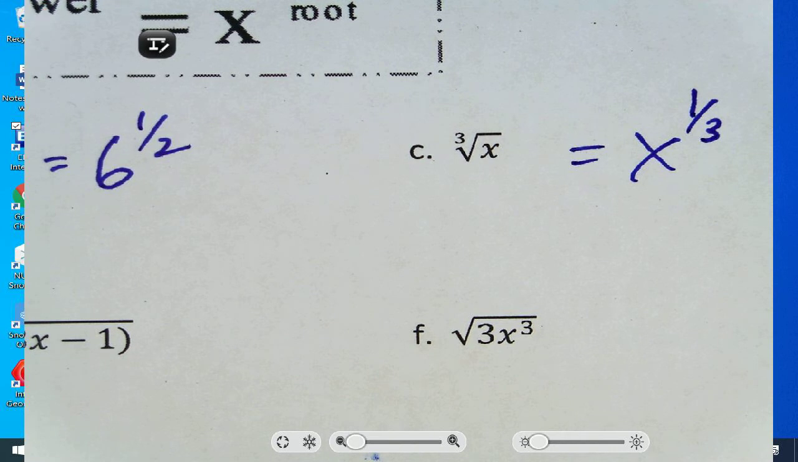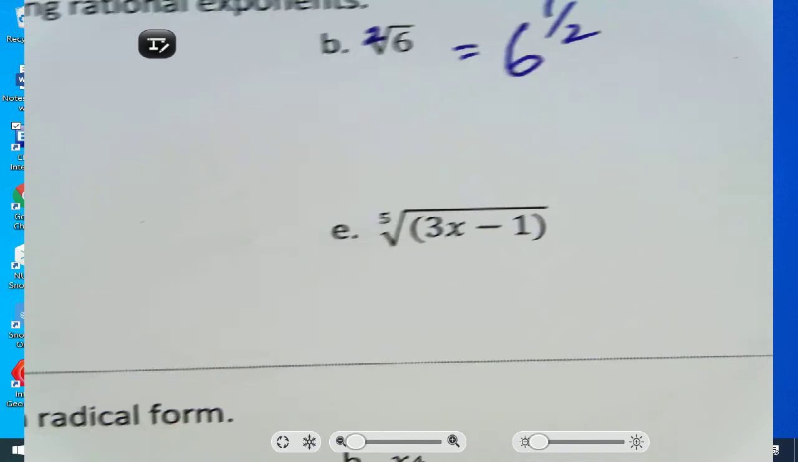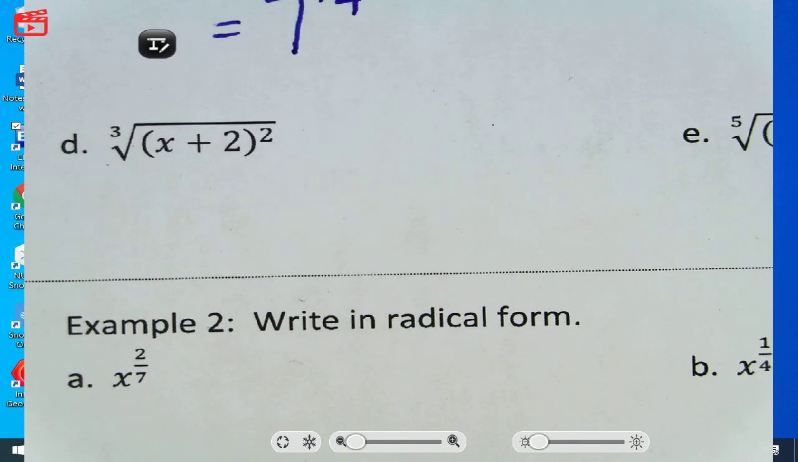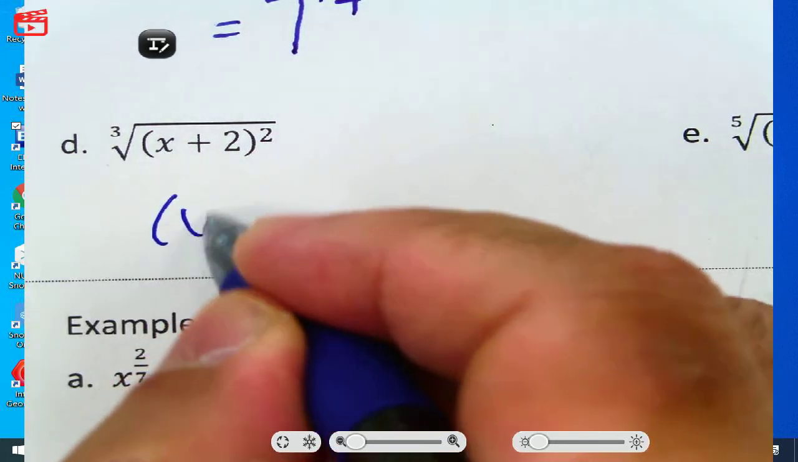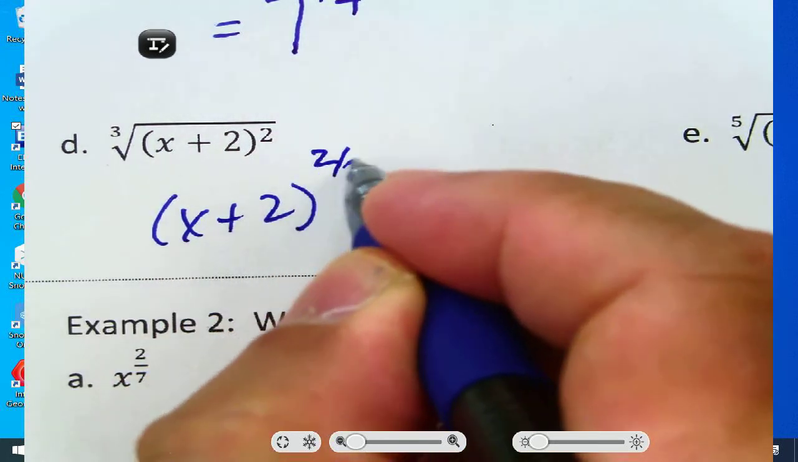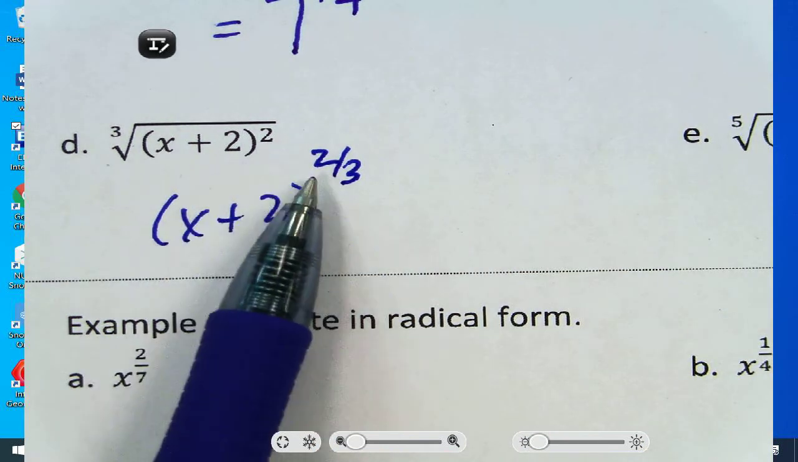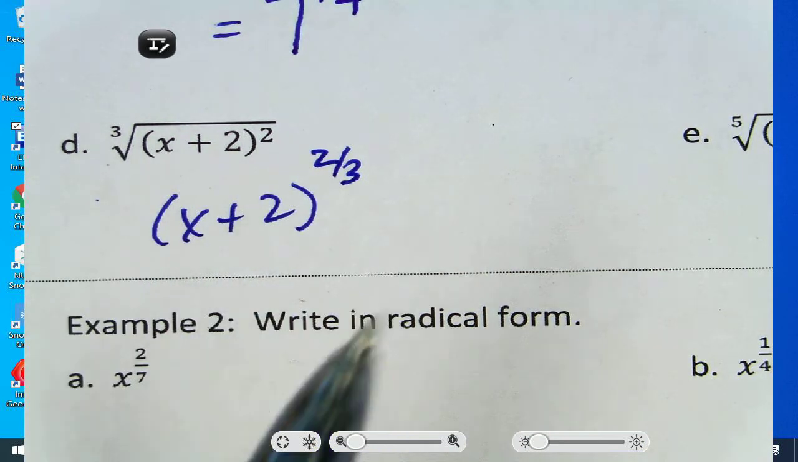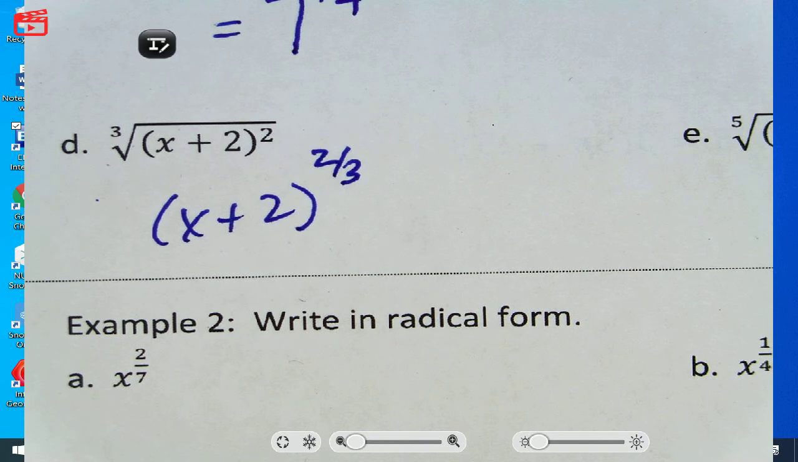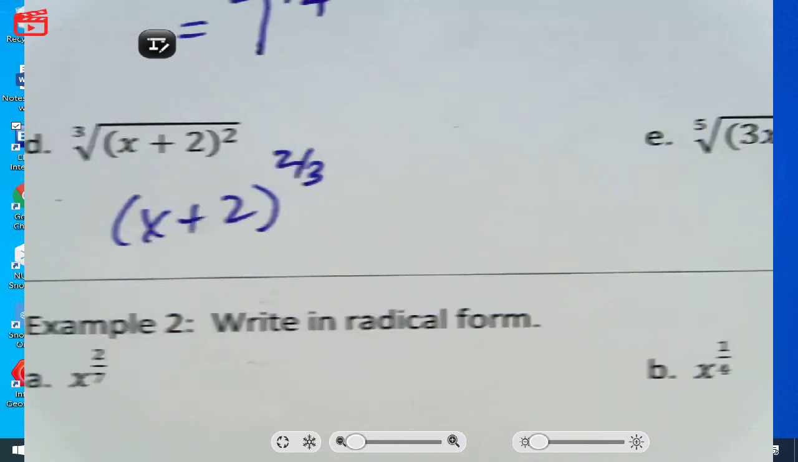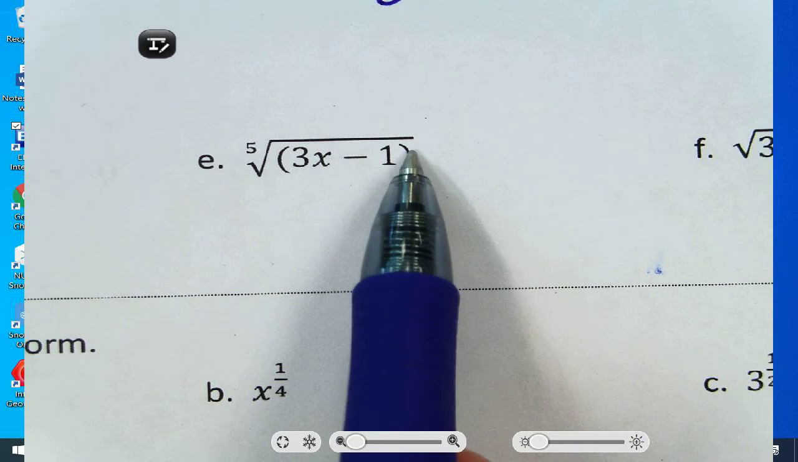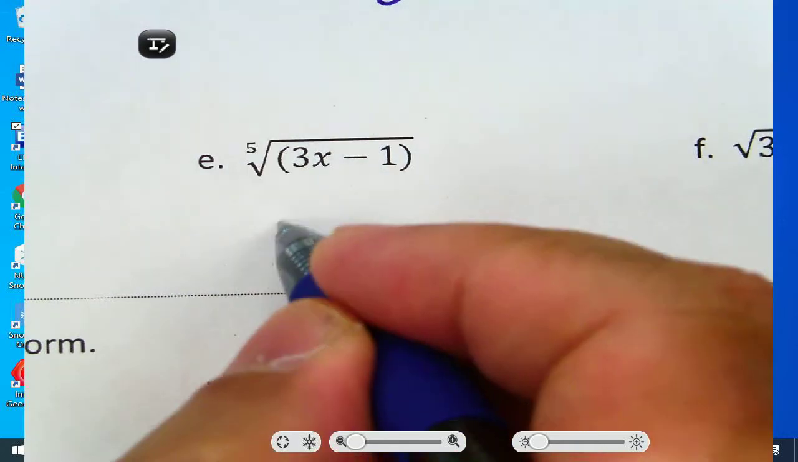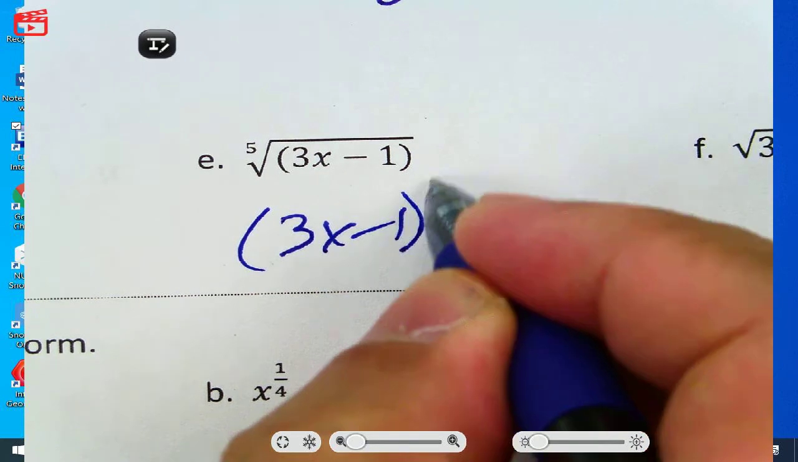Now I'm going on to example D. So I have an exponent of 2 and I have a root of 3. So you're just going to write x plus 2 to the 2/3, right? The exponent goes in the numerator, the root goes in the denominator. Example E. Alright, so here, remember you're assuming the exponent is what? 1. So it's going to be 3x minus 1 to the 1/5 power.